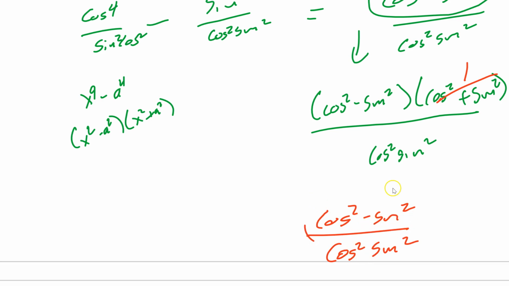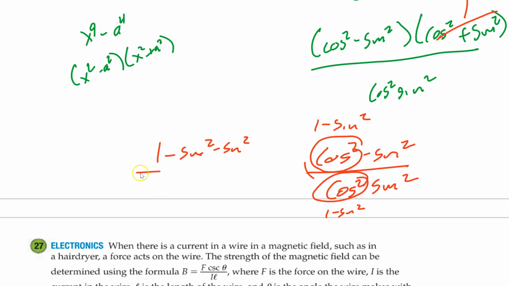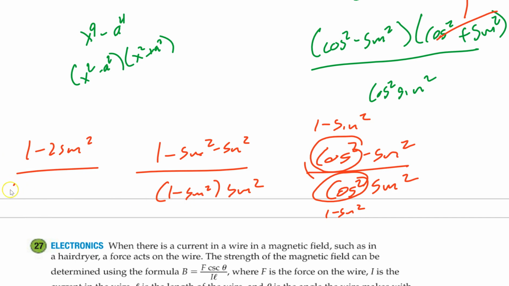If I want to do anything, one thing I gotta do, since I want it in terms of sine, I'm gonna change this cosine squared to 1 minus sine squared. I'm gonna change this cosine squared to 1 minus sine squared. Only because I want everything in terms of sine. So I'm gonna get 1 minus sine squared minus sine squared over 1 minus sine squared times sine squared. Again, only because I want everything in terms of sine, I switch those. And then now I just get 1 minus 2 sine squared over distribute sine squared minus sine to the fourth. That's pretty much it. That's as far as it could go.